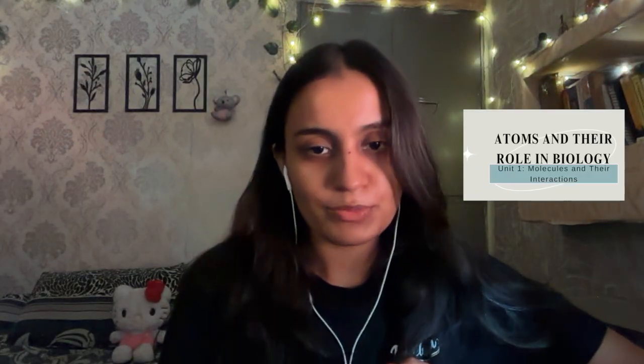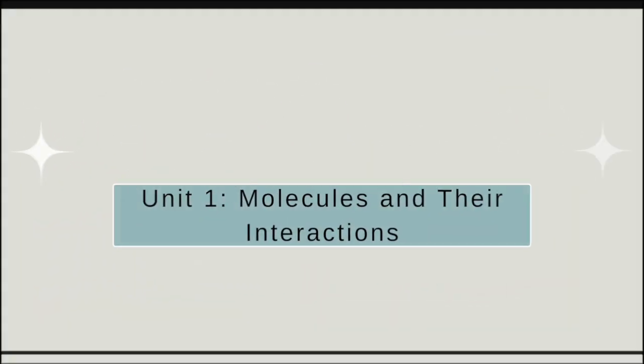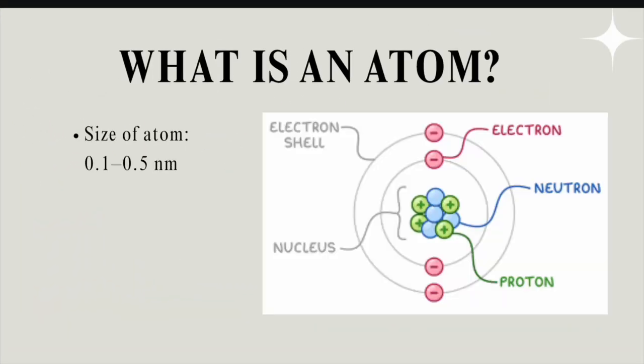Today I am going to start with the biochemistry unit from the CSIR NET Life Science syllabus, and the first topic we are going to discuss is the atom and the chemical bond. So let's get started. Starting with atom.